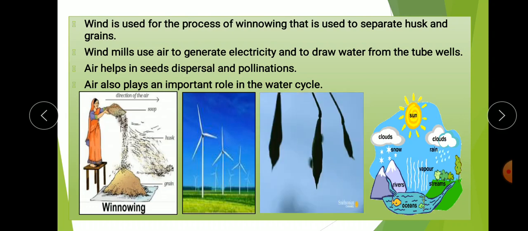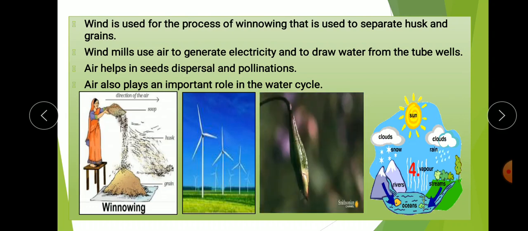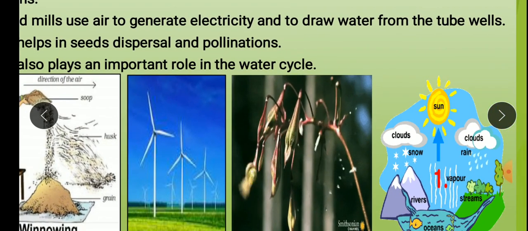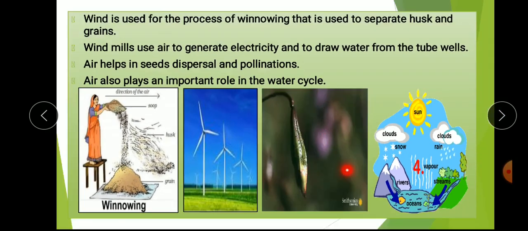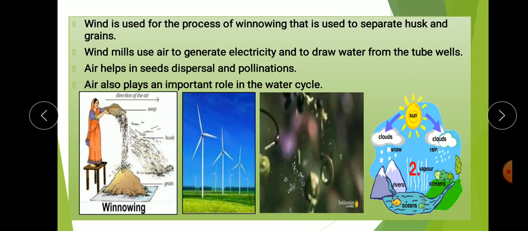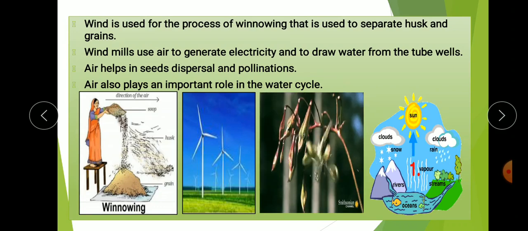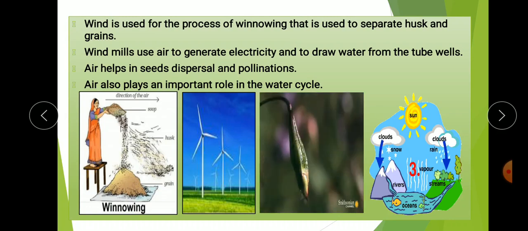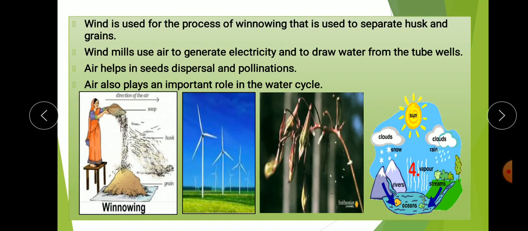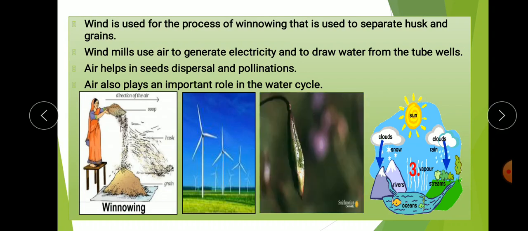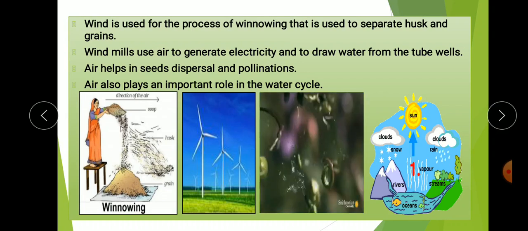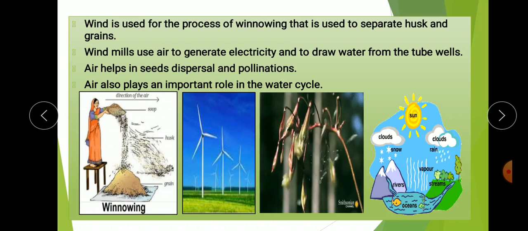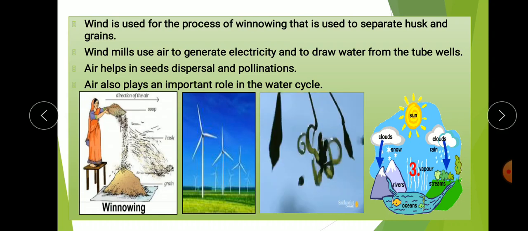Air helps in seed dispersal and pollination. You can see in the image, students, how seeds are dispersed and pollination happens. Air also plays an important role in the water cycle. So we can understand that air is a very important natural resource that we need in our daily life. So that lesson is completed, students.